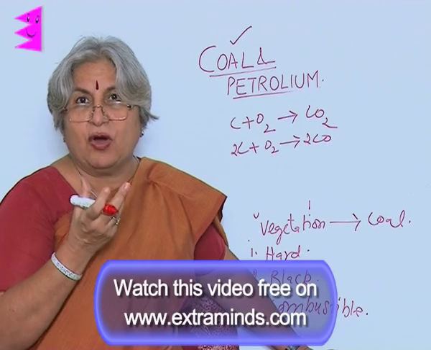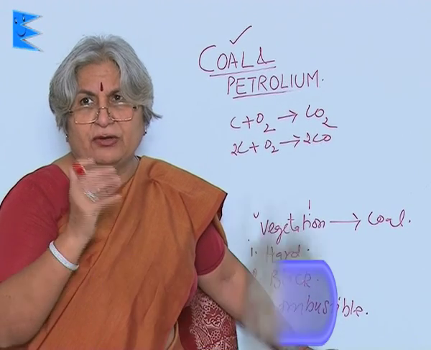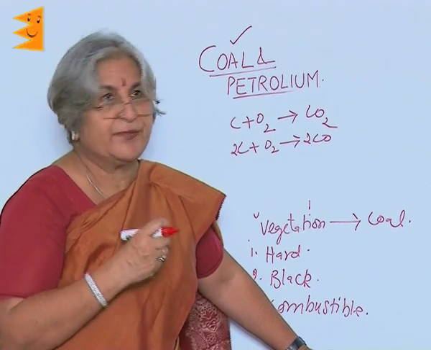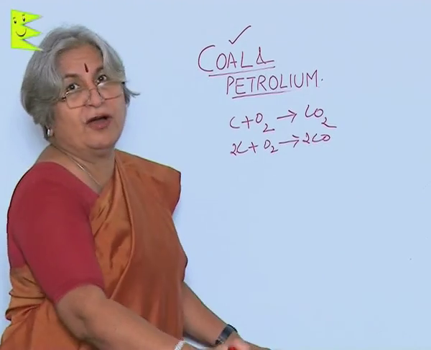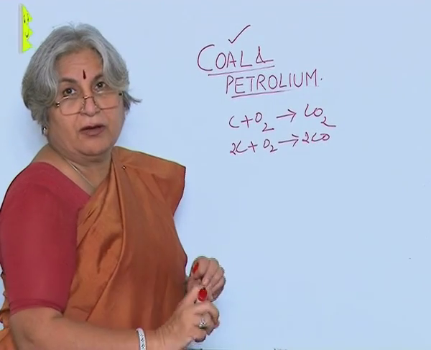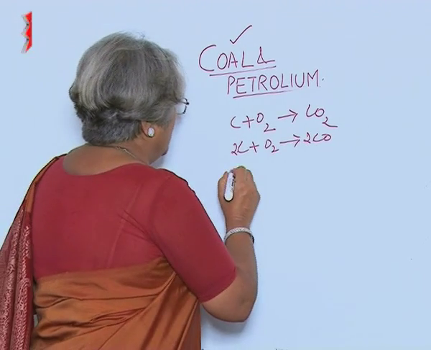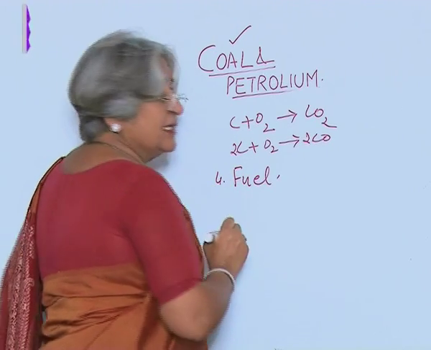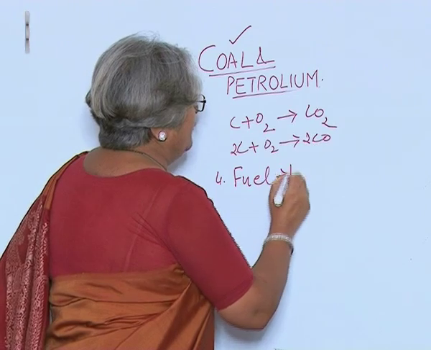But if you burn coal, there is lot of heat produced, it becomes red hot, but not so much light is being produced. So such a substance is basically used for cooking or for producing heat in industries. So we can say coal is a fuel, and because it is produced from dead plants, it is also called fossil fuel.